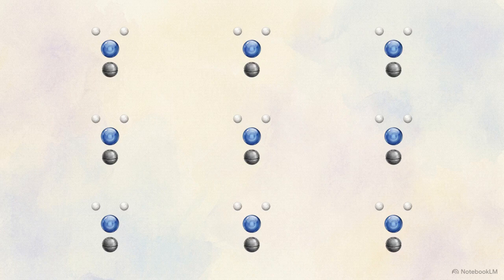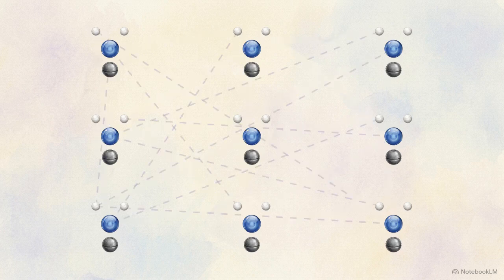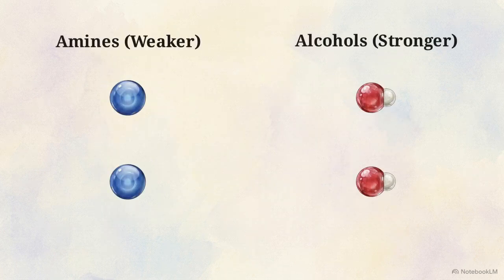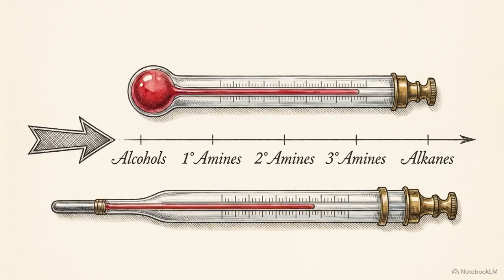Primary and secondary amines possess highly polar NH bonds. These allow the molecules to form networks of hydrogen bonds with one another. Nitrogen is less electronegative than oxygen, making these interactions weaker than the hydrogen bonds in alcohols. Tertiary amines lack NH bonds entirely. Without them, they cannot form hydrogen bonds, and the network breaks down. This creates a clear trend. For similar weights, alcohols have the highest boiling points, followed by primary amines, secondary amines, tertiary amines, and alkanes.